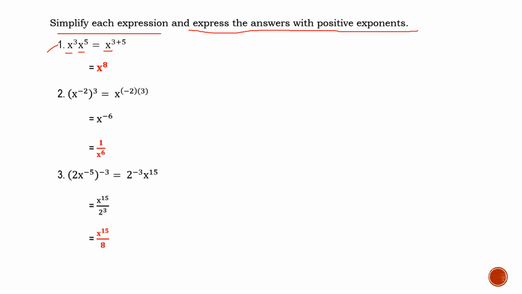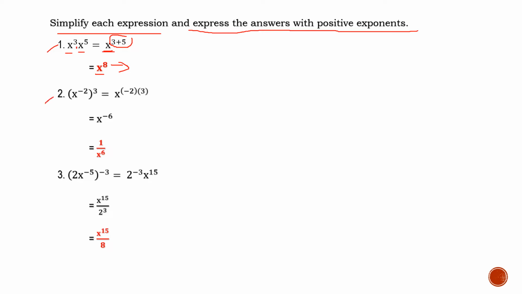There is an operation between base 1 and base 2, which is multiplication. That's why we can arrive at the idea that we're going to copy your base and add your two exponents, which are 3 and 5. So your final answer now is x, and if we add 3 to 5, that will be equal to 8. So our final answer is x raised to 8.